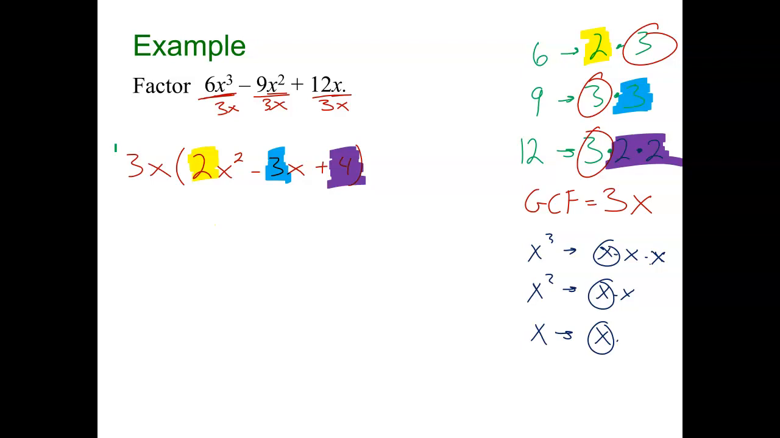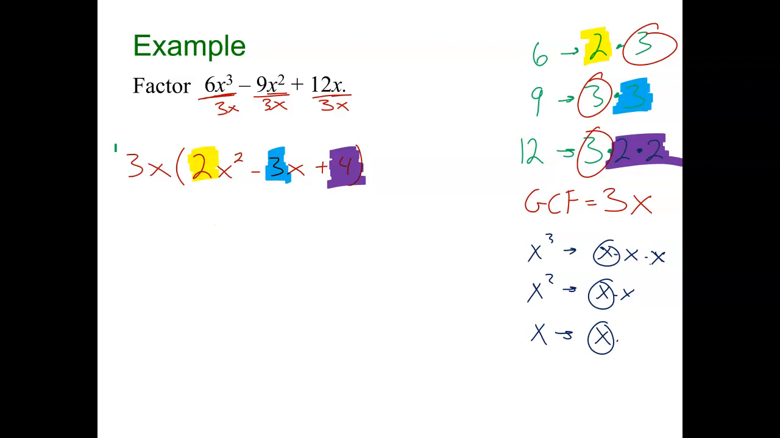When you identify your greatest common factor, the factors that are left over are what's going to be your factors inside of your parentheses. I took a 3 out of the 6, I'm left with a 2. I took a 3 out of the 9, I'm left with a 3. I took a 3 out of the 12, I'm left with a 4. I took an x out of x cubed, I'm left with x squared. I took an x out of x squared, I'm left with x. I took an x out of x, I'm left with nothing. So, what you're left with is what's going to be your factors on the inside.